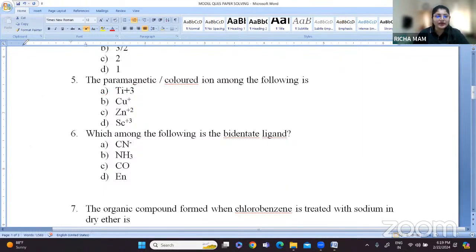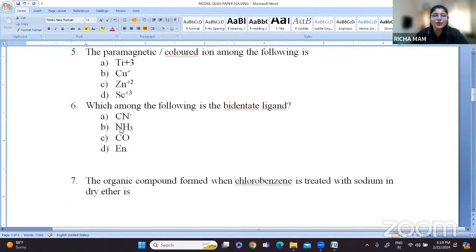Moving forward, next question. Which among the following is the bidentate ligand? This is also a question from coordination compounds. We have discussed ligands and types of ligands: unidentate ligand, bidentate ligand, polydentate ligand. Now, what do you mean by bidentate ligand, students? Bidentate ligands are those which have two donor atoms. Two donor atoms are present in a single ligand, so it is called a bidentate ligand.